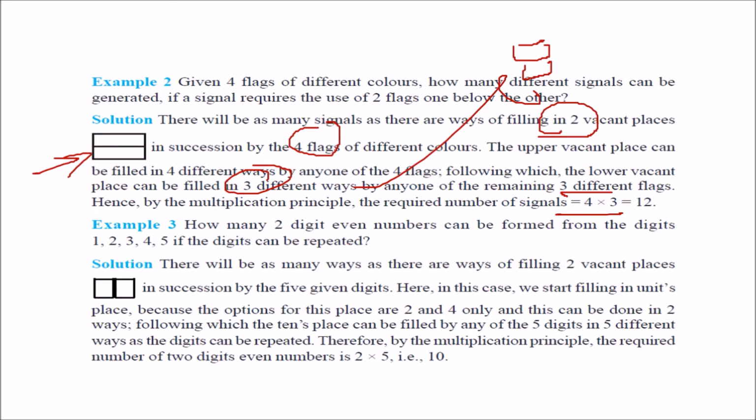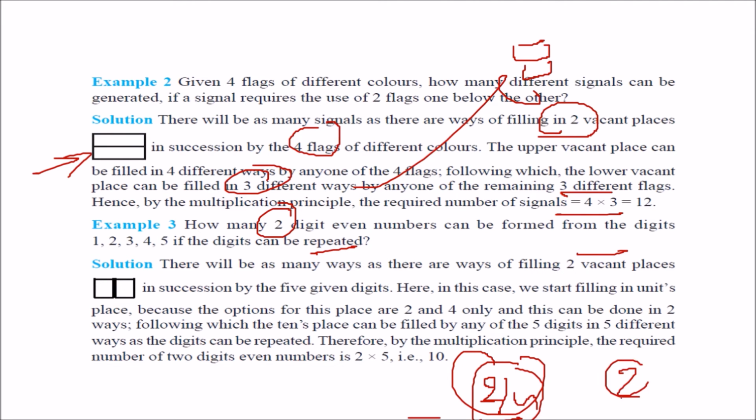Next is how many 2-digit even numbers can be formed from the digits 1, 2, 3, 4, 5 if the digits can be repeated. Now this concept will be used quite often. If you want an even number, you should look at the place that decides whether it is even or odd. So it can have only 2 or 4, right? This is the unit place. The unit place can only be filled with 2 and 4, so this can be done in 2 ways.